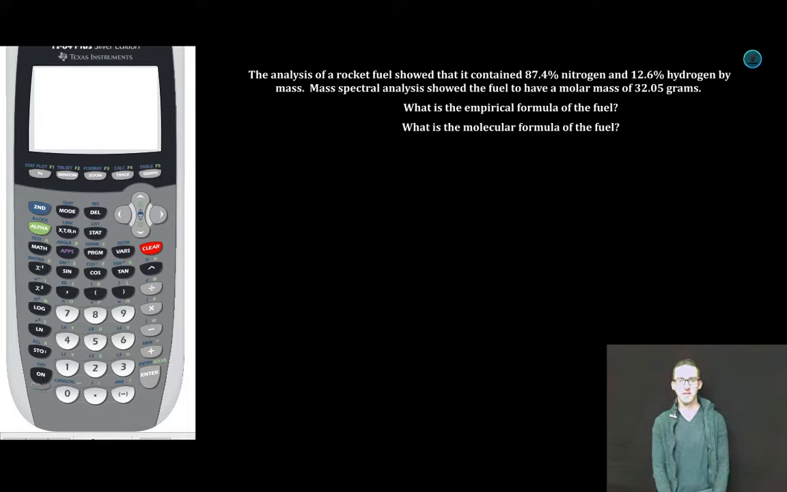It's a doozy. The analysis of a rocket fuel showed that it contained 87.4% nitrogen and 12.6% hydrogen by mass. Mass spectral analysis showed the fuel to have a molar mass of 32.05 grams. Two things. What is the empirical formula of the fuel? What is the molecular formula of the fuel?